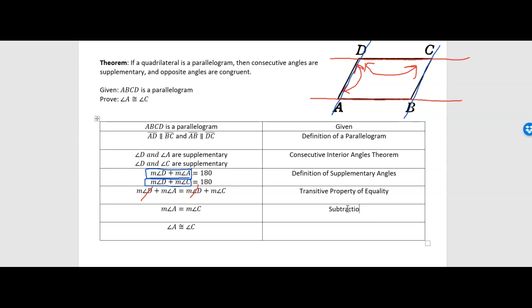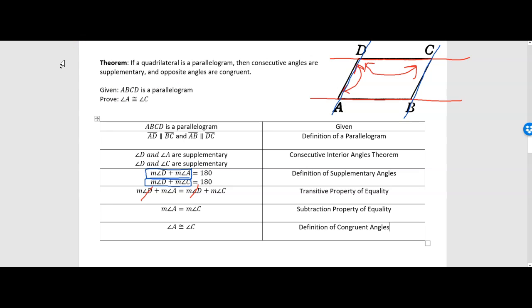Subtraction property of equality to get that the measurement of angle C is equal to the measurement of angle A, or vice versa. I should spell subtraction right, shouldn't I? Subtraction. And then I can always go from the measurements of two angles being equal to the two angles being congruent by the definition of congruent angles.